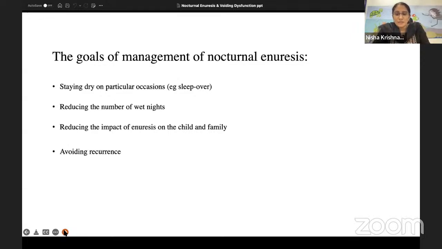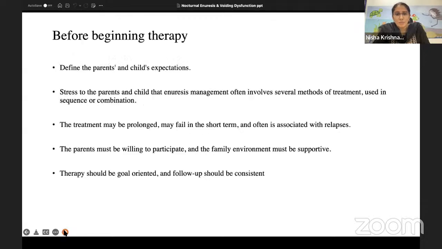Is it that they're looking at it as some sort of failure on their part or on the child's part, and that the enuresis is some sort of a mistake the child is making? Or do they want the doctor's job to be to just keep the child dry because there is some event coming up like a sleepover or a picnic or some such? So we need to understand what the family expects out of it and what their level of motivation is in dealing with this problem.